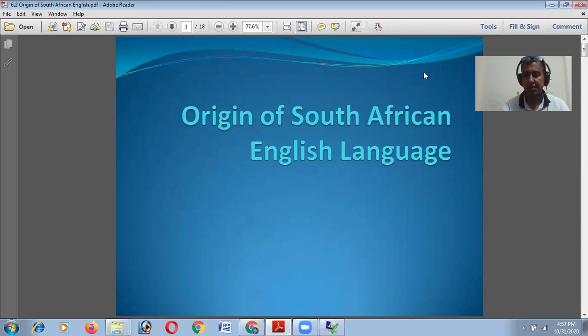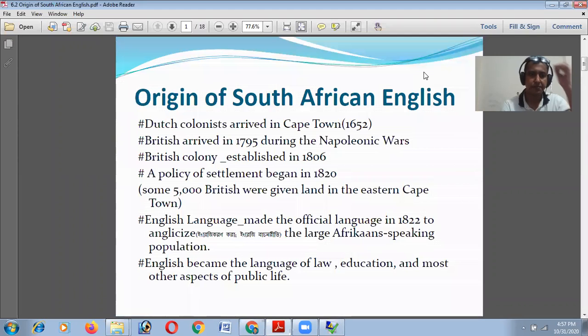Origin of South African English language. In case of South African English language, we have to discuss about the Dutch colonist who arrived in Cape Town in 1652.